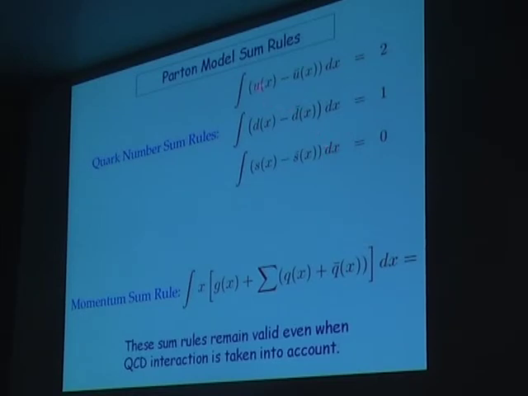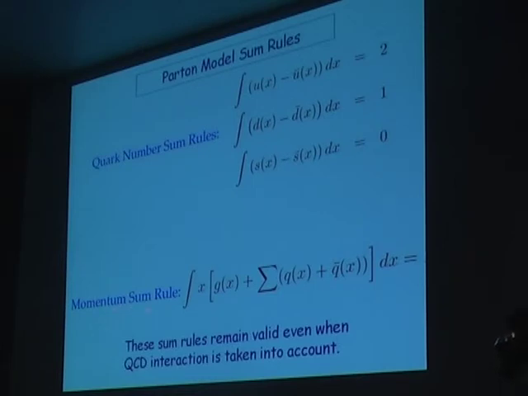For instance, U minus U bar, that's the valence quark inside the proton. And of course, you integrate over all the momentum fraction, you get two U quarks inside the proton, one D quark, down quark inside the proton, no net strange quark inside the proton. These are the quark number sum rules. And you can form all kinds of combinations, which, as I said, will lead you to many of the historical sum rules, which I won't list for you.